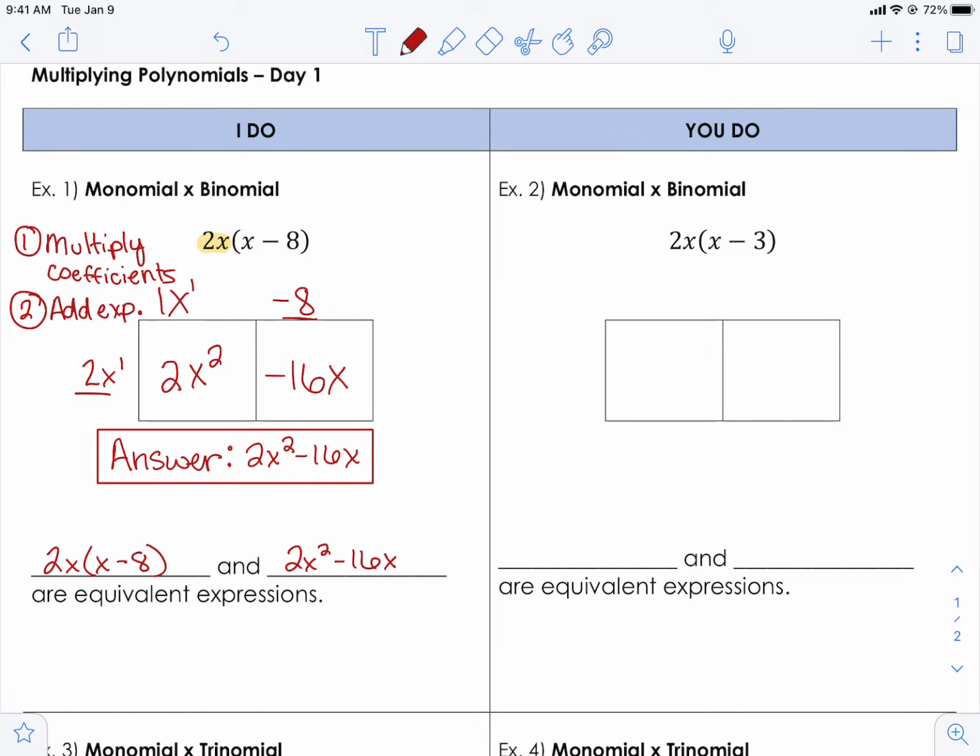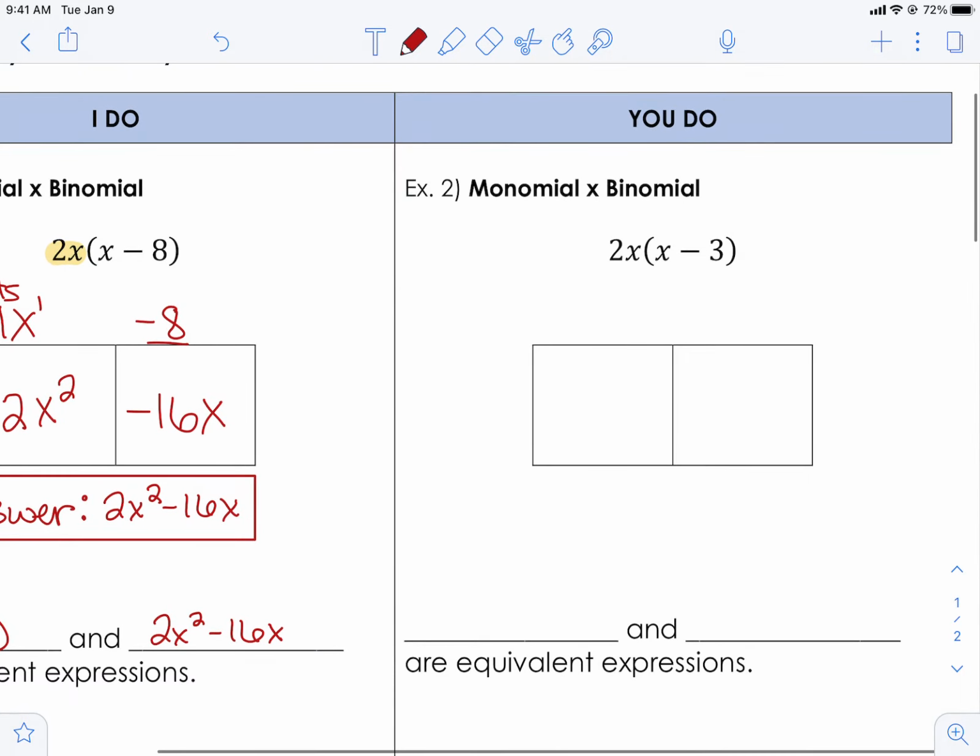So hopefully you paused it. Now we're going to work out example 2. Again, another monomial times a binomial. So I'm going to take this first term of 2x and I'm going to write it on the side. And I'm going to take my second term, or terms, and split them up. I have x minus 3, so x and negative 3. And I'm going to multiply.